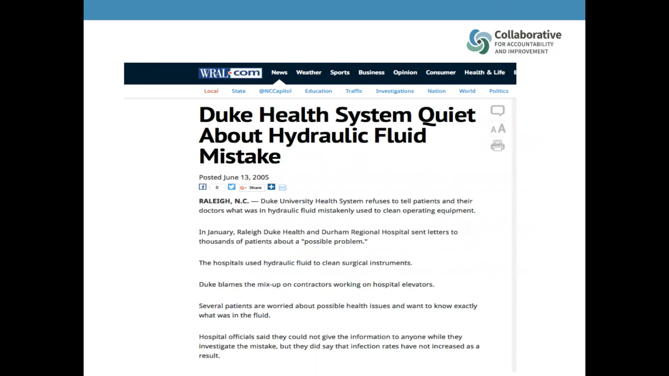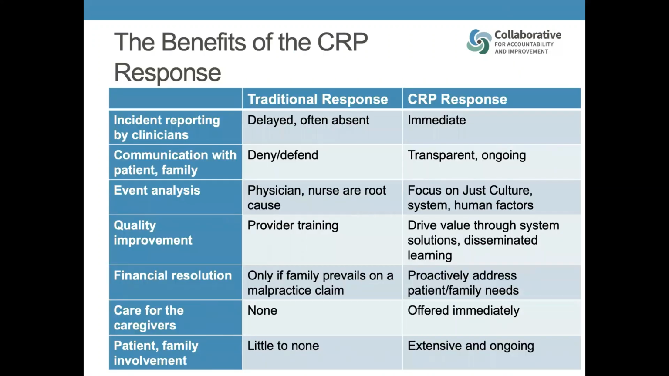We're going to circle back to this particular case in just a few minutes, but I did want to remind everybody of the general context of communication and resolution programs, because the different elements of the CRP response listed here on the left-hand column of the slide are relevant whether it's an adverse event that affects an individual patient or multiple patients. Early incident reporting, open communication with the affected patients and their families, and we're going to be focusing on some of the challenges of that communication when it involves multiple patients.